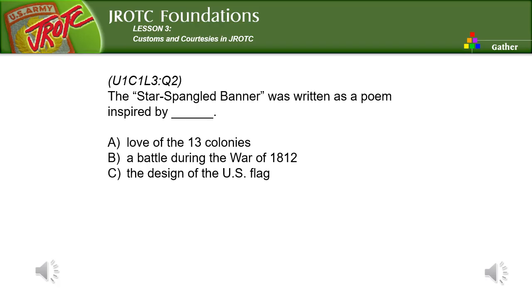Next question. The Star-Spangled Banner was written as a poem inspired by blank. Is it A, love of the 13 colonies, B, a battle during the War of 1812, or C, the design of the U.S. flag? The answer is B, a battle during the War of 1812.